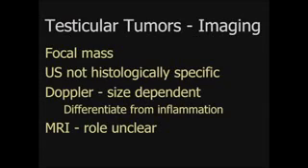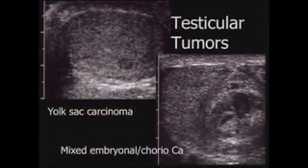There is some suggestion that you can help differentiate enlargement from tumor from inflammation, but that's not terribly reliable. And while there's been a lot written on MRI in adult patients, the role in pediatric patients is unclear, again, because seminomas are not very common, and that's the role of advanced imaging for most adult disease.